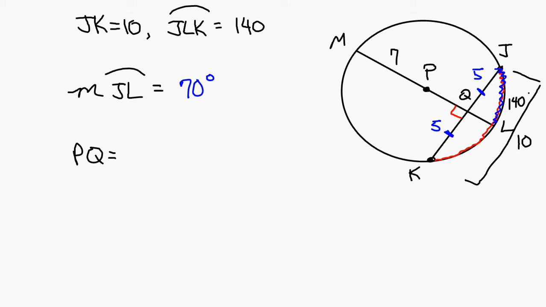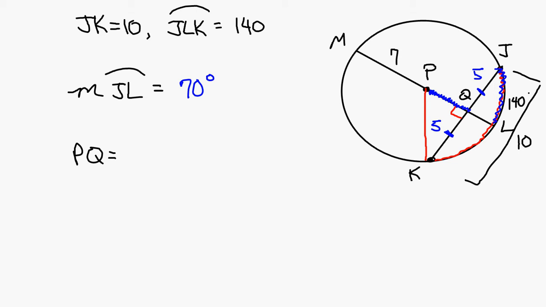Now, this is a little bit complicated, but you've done it before. And this question is on the quiz. The next question is to find P to Q, which is this piece right here. Now, in order to solve this problem, here's what you're going to do. Do you see this right angle right here? If you connect P to K, you form a right triangle, don't you?